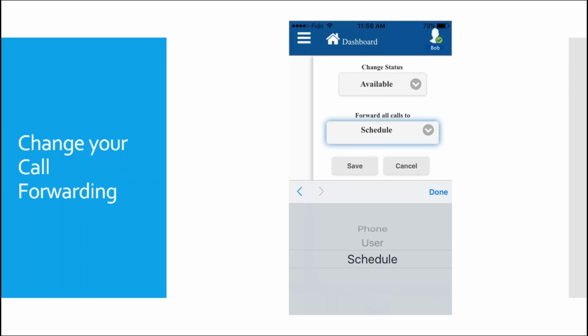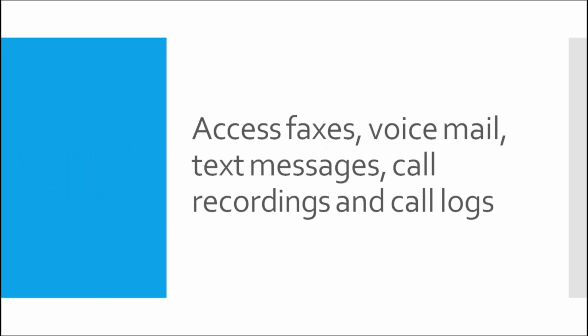On that same page, the second option is forward all calls to. When you tap on that box, you have three options. The first one being phone. So you can select one of your private numbers, which you have entered on your Evatel web portal. The second option is user, so you can redirect your calls to one of your colleagues. And the last option is schedule, through which you can forward your calls according to your schedule, which you can configure on your Evatel web portal. When you're done setting your call forwarding, you tap save. That's it for status and call forwarding.